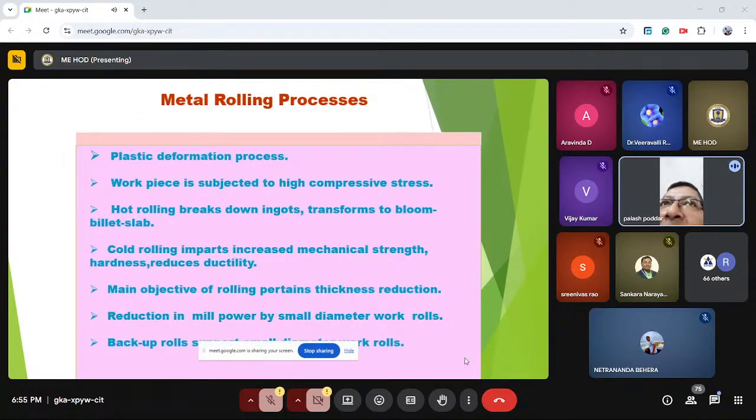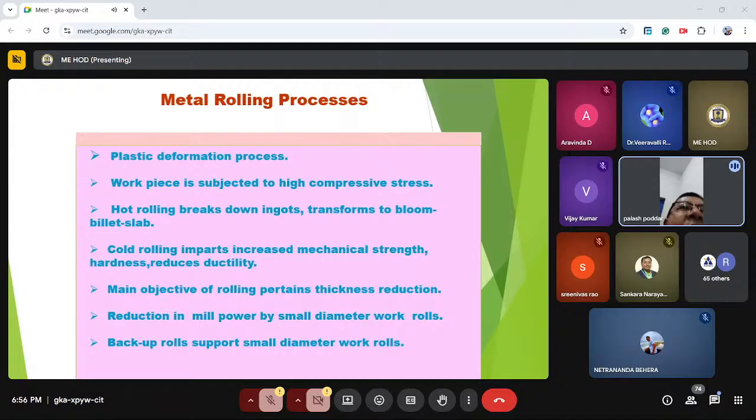Reduction in mill power by small diameter work rolls. Suppose there is a 4-high rolling mill. There will be 2 backup rolls and 2 working rolls. Inside the working rolls, the workpiece will be there and will be deformed. As the roll diameter increases, the rolling load also increases. But reduction in mill power by small diameter rolls means that if the diameter of the roll reduces, you require less load. Backup rolls support the smaller diameter working rolls. That is the purpose of the backup rolls.